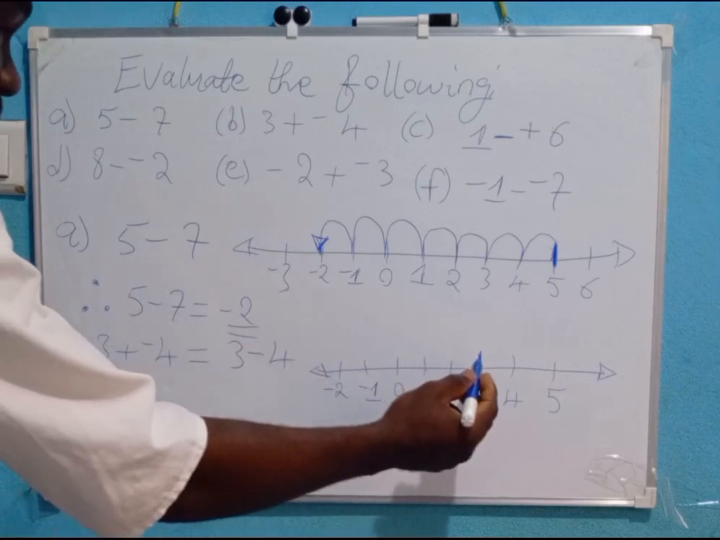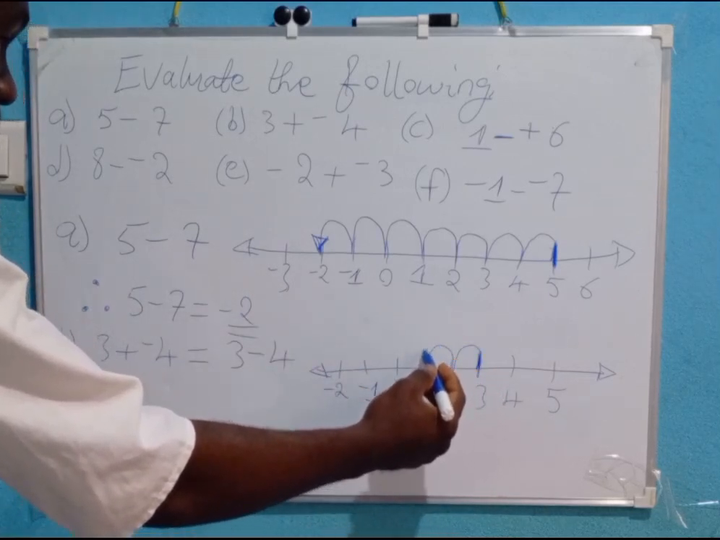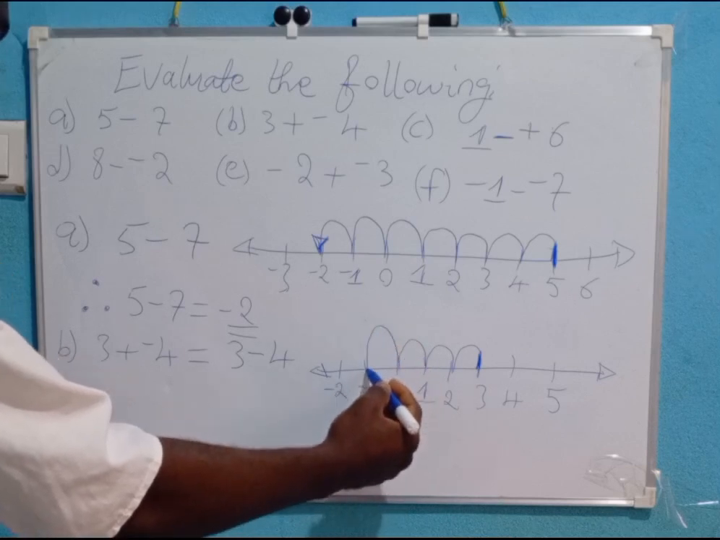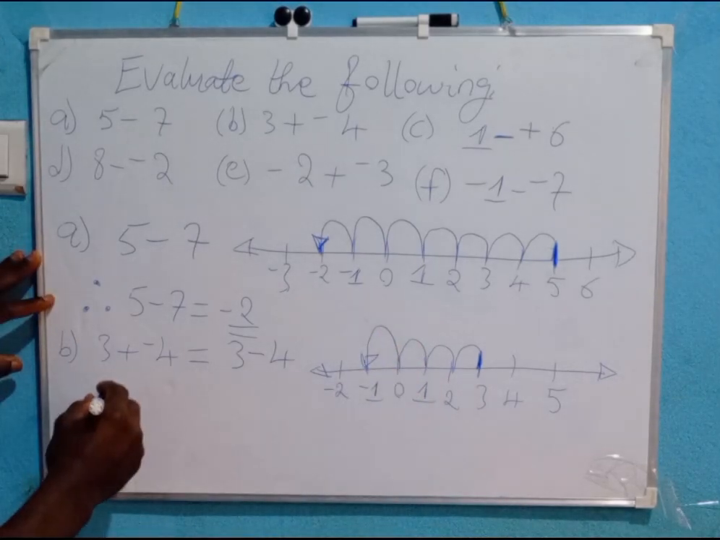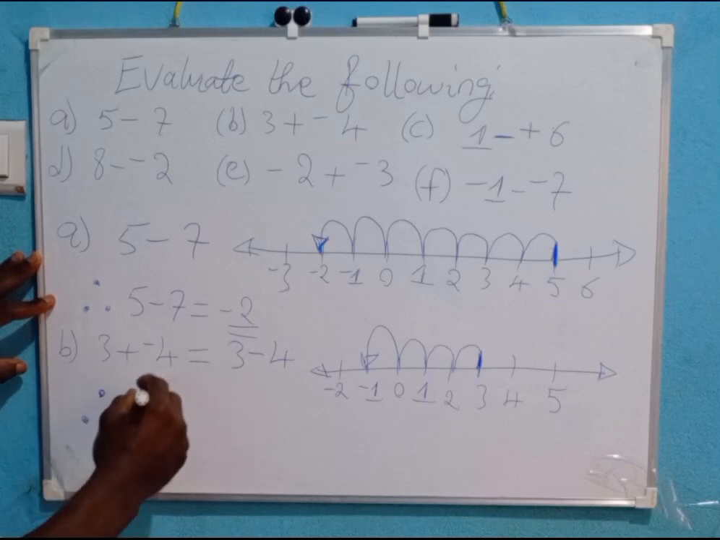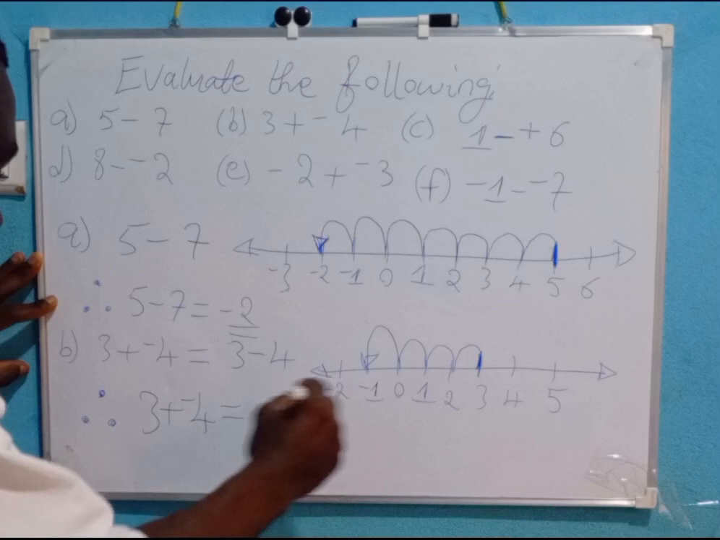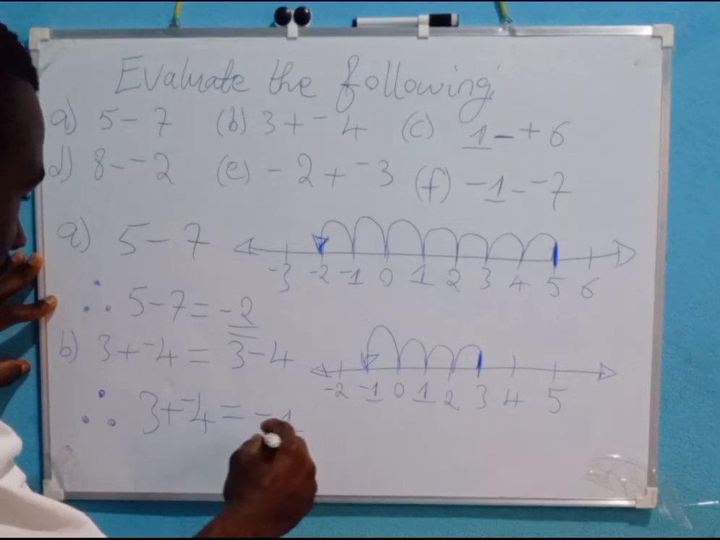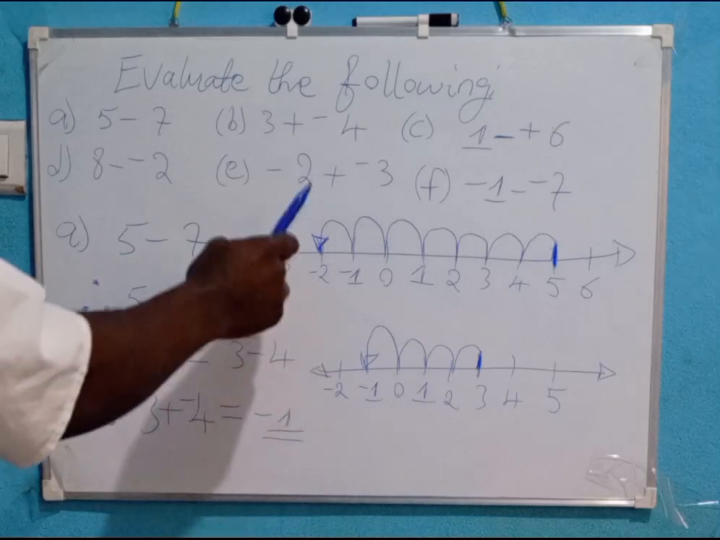We have to move 4 units from 3. We count 1, 2, 3, 4. We end here with an arrow indicating that this is the result. We conclude. Therefore, 3 plus -4 is equal to -1. That's the result. So this is how we answer such questions by making use of the number line.